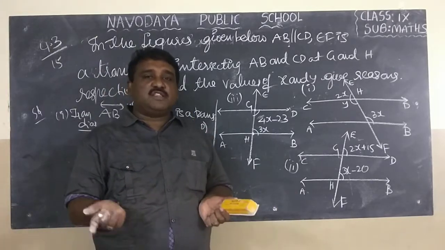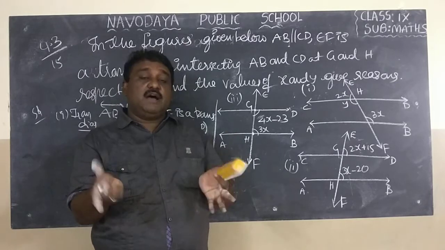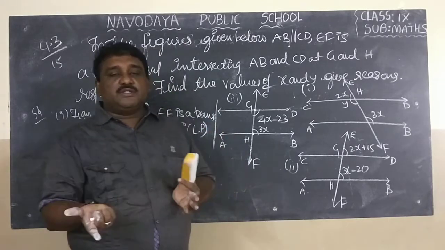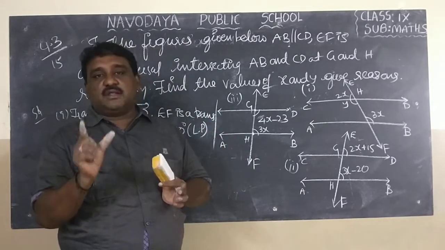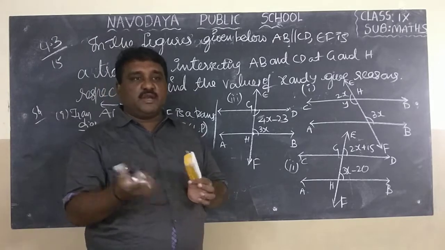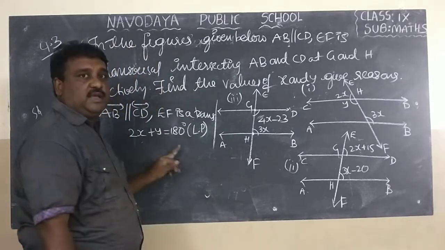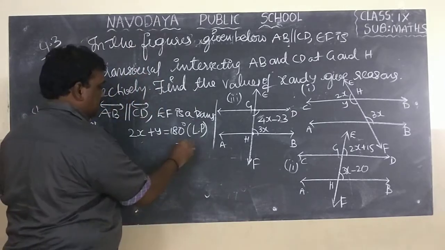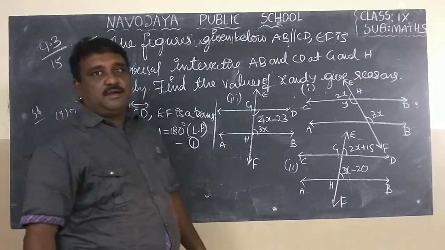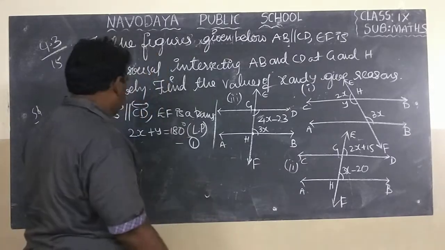Reason: 2x plus y equal to 180. How is it 180? Because they are adjacent angles. Together they form a protractor shape, which means it is 180. So 2x plus y equal to 180, first equation. First one completed. Now let us see the second one.